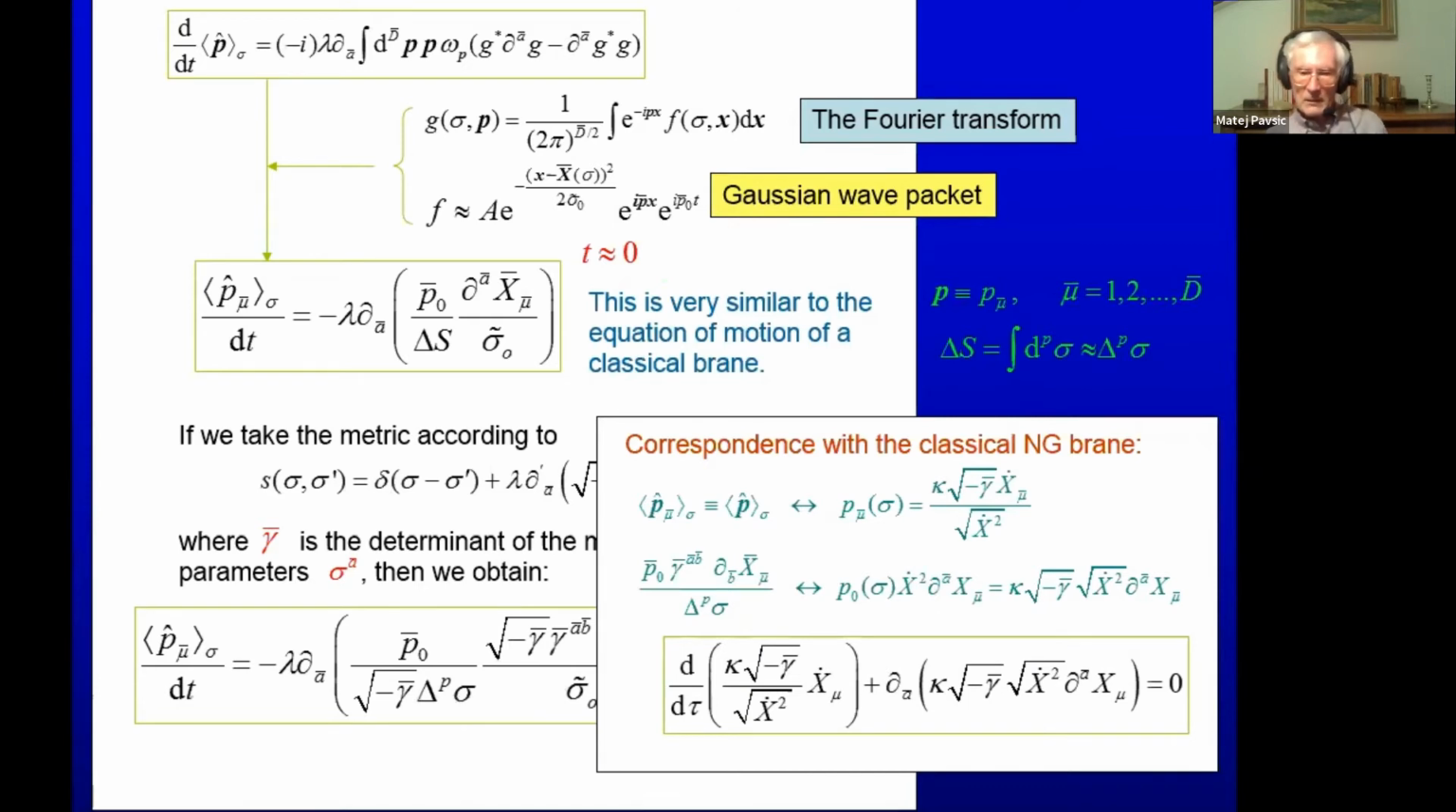Now we can make correspondence with a classical Nambu-Goto brane, because this momentum here that we took the expectation value of corresponds to classical momentum. Classical momentum of the brane is this one, and we also make correspondence between this term here and this term here, and we arrive at this equation here, which at the beginning we had as the equation of motion of the Dirac-Nambu-Goto brane.